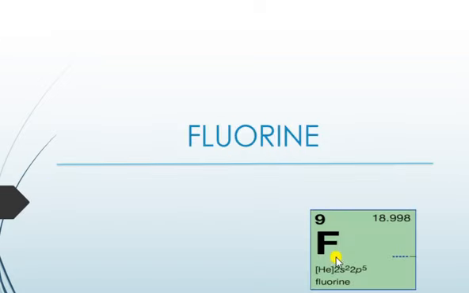The symbol of fluorine is represented by capital letter F with an atomic number of 9 and 18.998 as the atomic weight. The electronic configuration of fluorine: helium 1s2, 2s2 and 2p5.